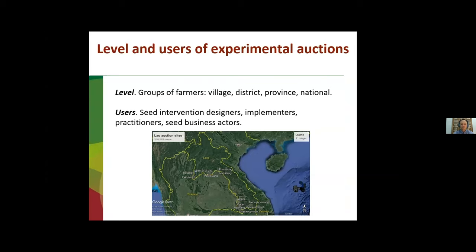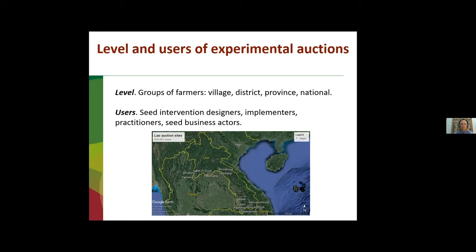Now that could be at several different scales. We could be focusing on a village, a district, a province, or even a nation, depending on what we want to do. For users, we're really talking about seed intervention designers, implementers, practitioners in the seed area, and also business actors who are interested in understanding a bit more about their potential markets.